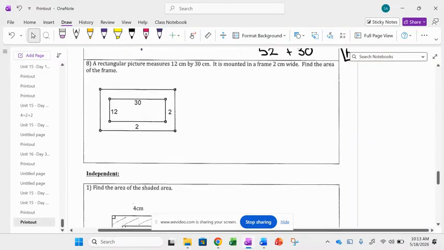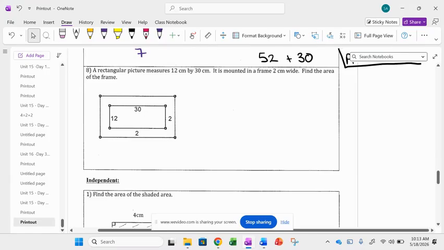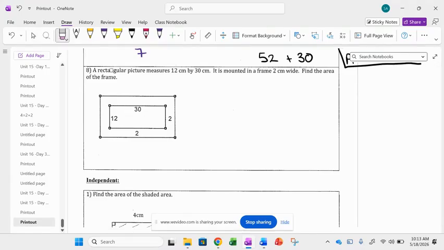All right, our last problem for today. It says a rectangular picture measures 12 centimeters by 30 centimeters. It is mounted in a frame 2 centimeters wide. Find the area of the frame. When I'm asking for the area of the frame, you see this, what I'm shading in yellow right now? That's what I'm trying to find. The yellow, just the yellow.